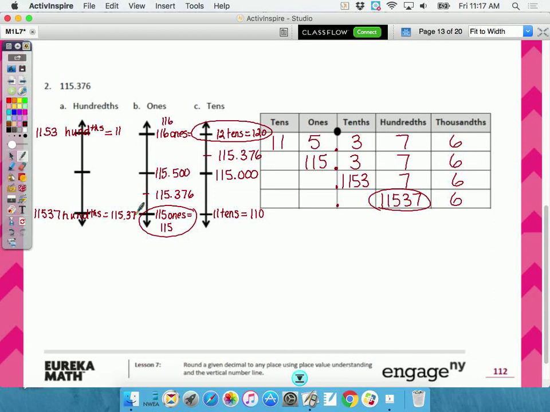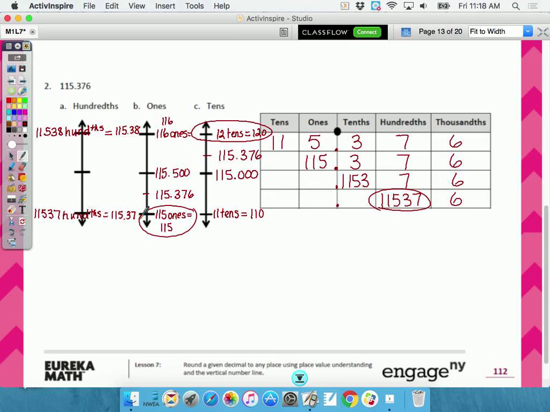Now, up here, what comes after 7? 8. So 115 and 38 hundredths. Sorry, I don't know why I wrote it on the top. Okay. So I've got 115 and 37 hundredths, and 115 and 38 hundredths. One of those is going to be my answer.